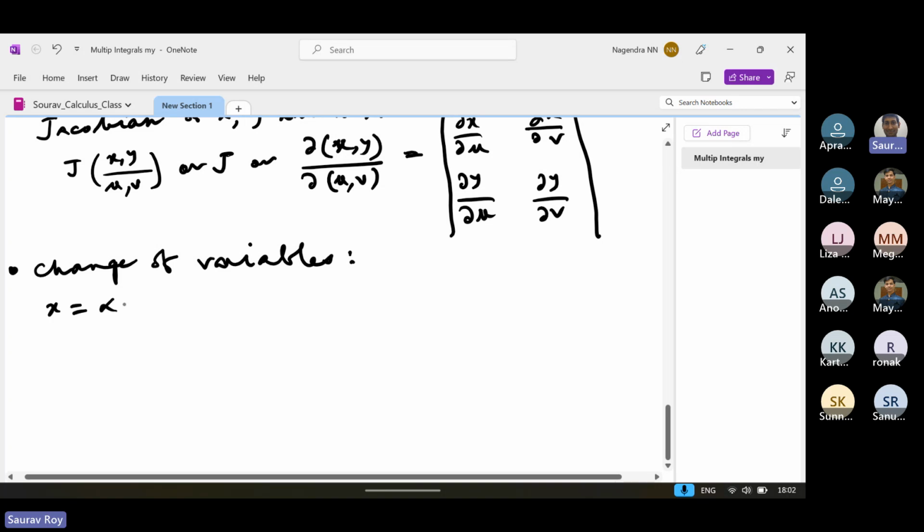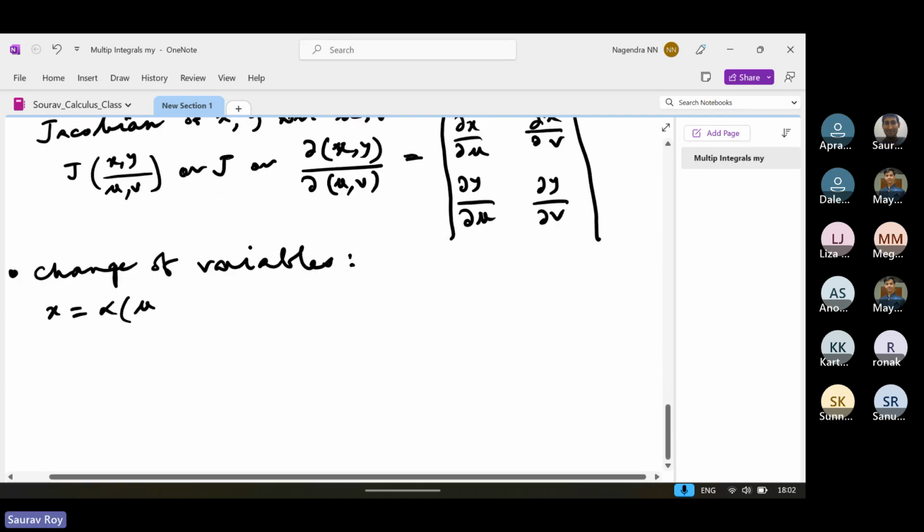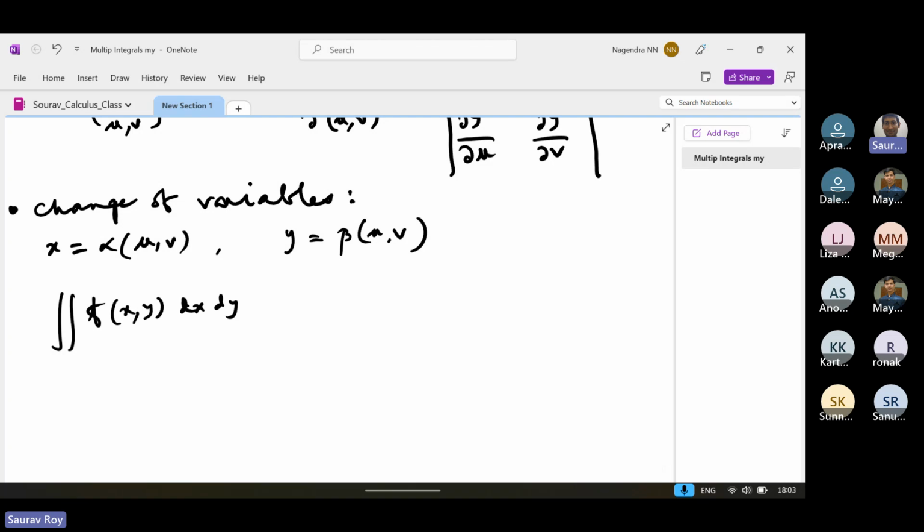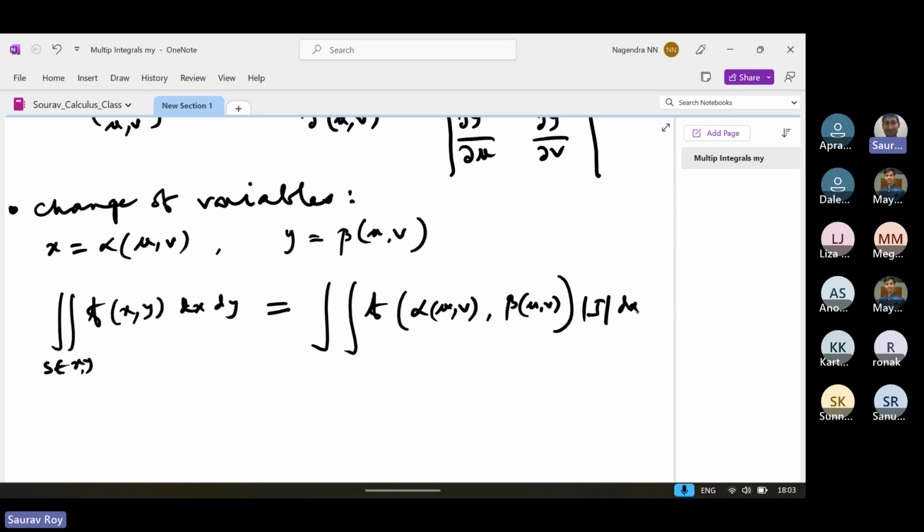Say x equals alpha of u, v, and y equals beta of u, v. These are two functions. Now let's say we have an integral which has x, y. We have to go to the other domain, converting it from xy to the uv domain, because it may be easier there. So we write x as alpha of u, v and y as beta of u, v, and outside the whole thing comes the modulus of the Jacobian, du dv.